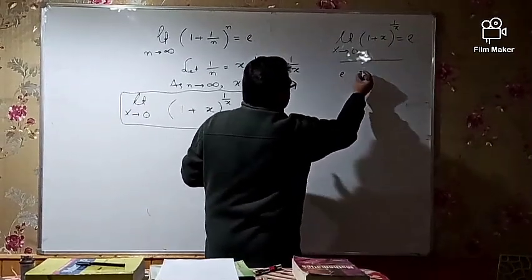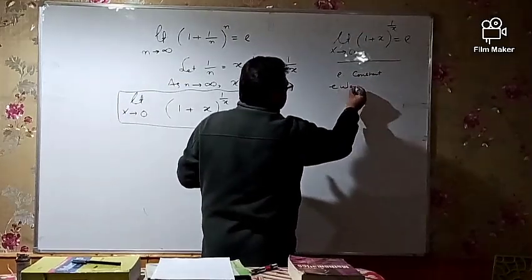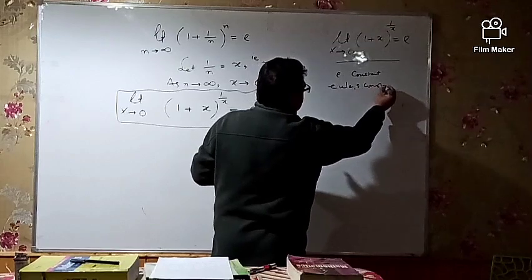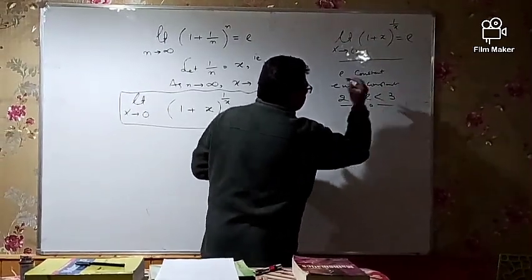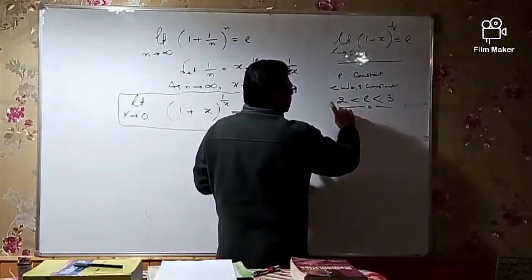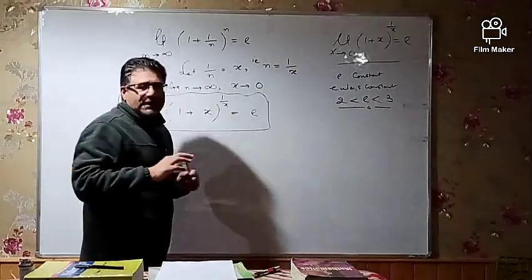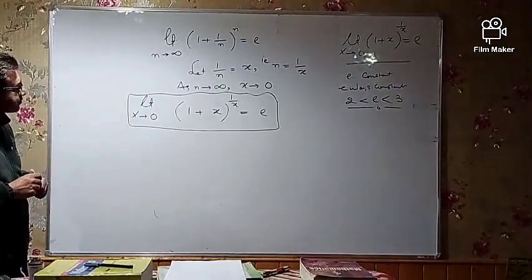This e is actually a constant, Euler's constant. Its value is between 2 and 3. Write this. It's a special type of constant. It is not a general constant. It is a special constant whose value lies between 2 and 3. Later on we'll discuss what the actual value of e is also.